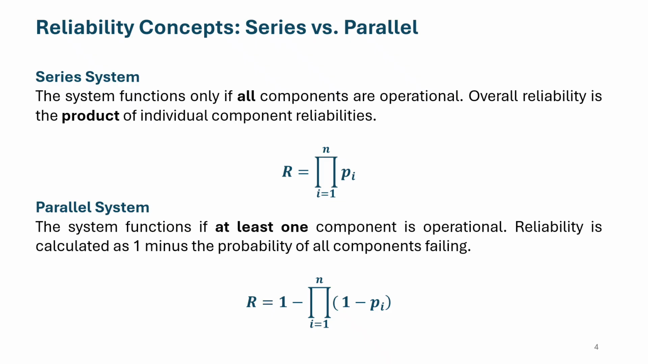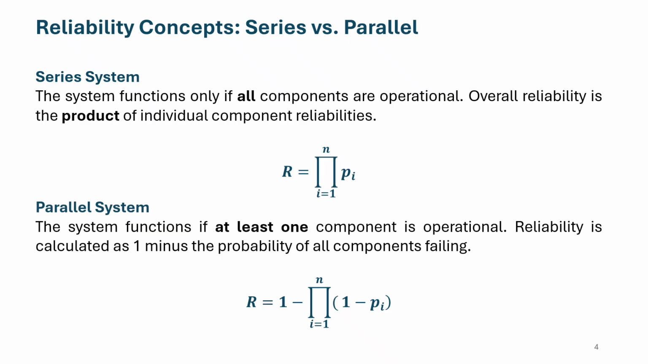First, we have the series system. In a series system, the entire system functions only if all individual components are operational. The overall reliability is the product of the individual component reliabilities. This is represented by a formula that states, the overall reliability R is equal to the product of Pi, for all components i from 1 to n. In other words, R is calculated by multiplying the reliability of component 1, by the reliability of component 2, and so on for all components.